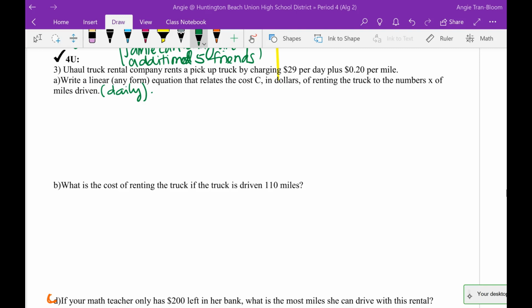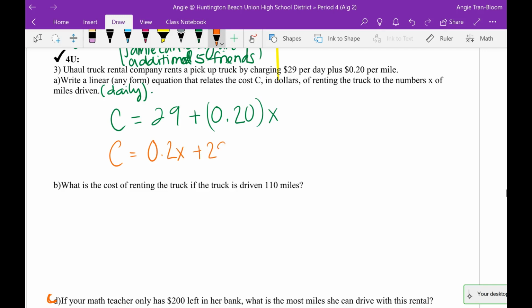Tyler, what's your equation? Okay, so my equation has C equals $29 plus 20 cents in parentheses. Like that? Do you guys agree? If you choose to, because some of you are used to writing X in the front, are these 2 identical? Yeah. Perfect. $29 is a fixed cost.